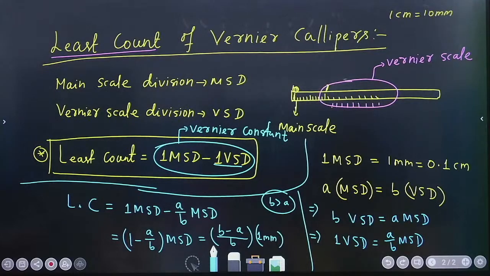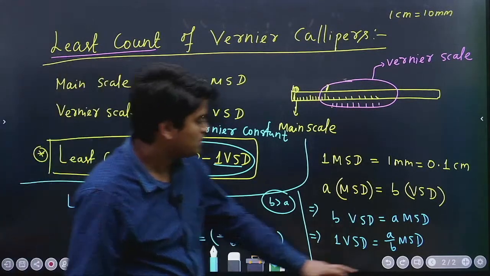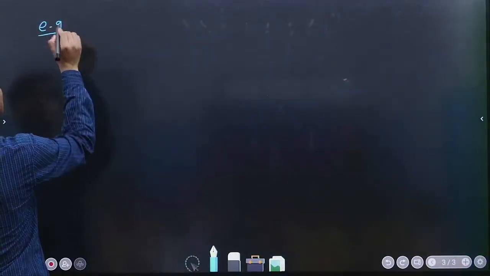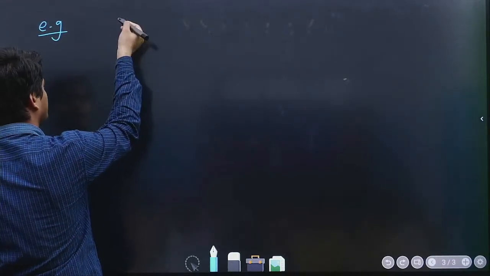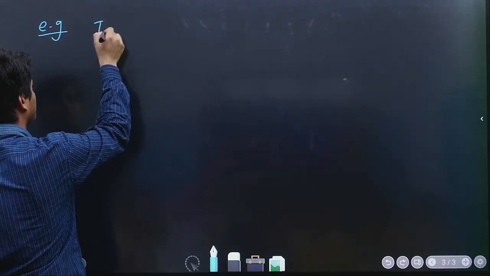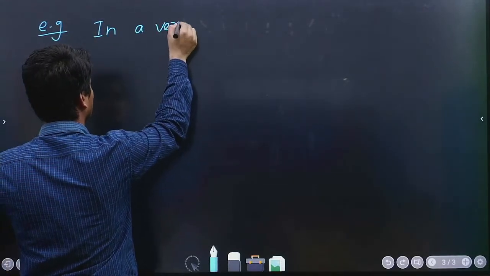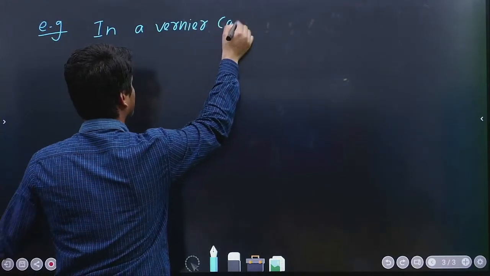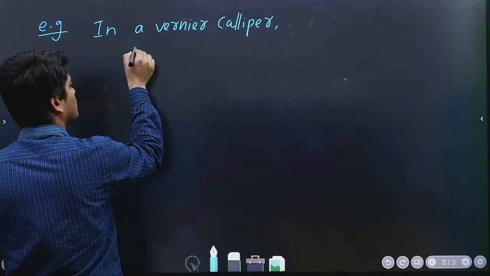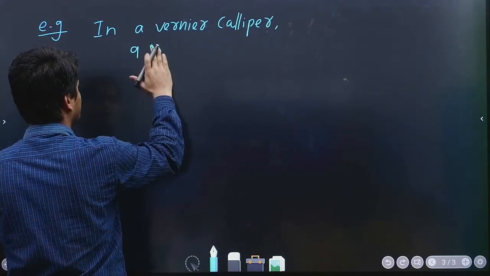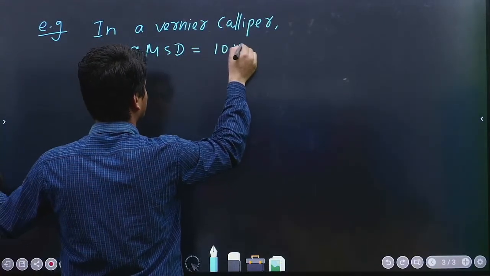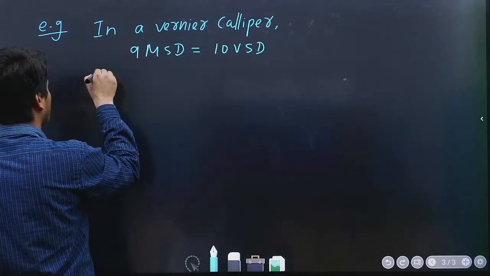Completed, ma? Now listen. Now one example here. I'm telling here, in a vernier caliper, in shortcut, right? In a vernier caliper, 9 MSD. What ma? 9 MSD equal to how much? 10 VSD.